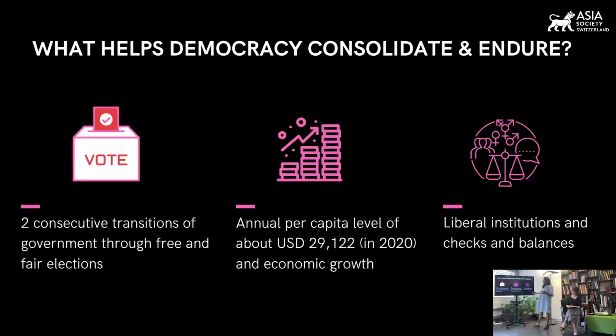And so when it comes to received wisdom, political scientists generally point to some factors for what helps democracy consolidate and endure. It's very important that a polity has at least 2 free and fair elections back to back, right? And then material capabilities are very important. Usually scholars have considered a per capita level of around 29,000 US dollars to be the minimum requirement for helping sustain democracy. And then, of course, liberal institutions and checks and balances are also very important.